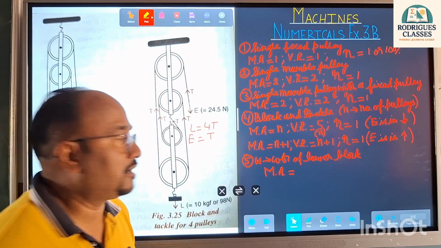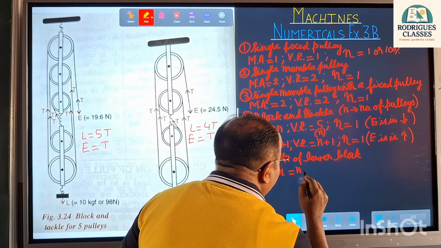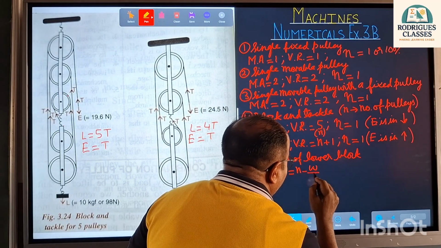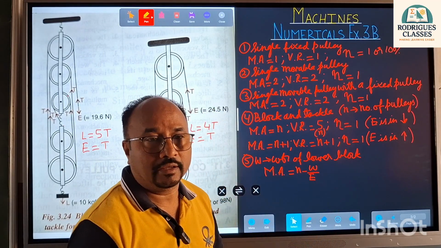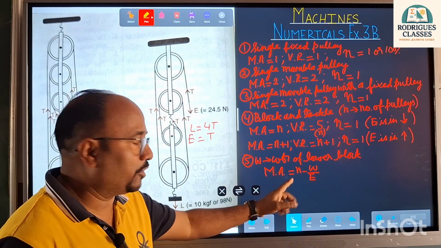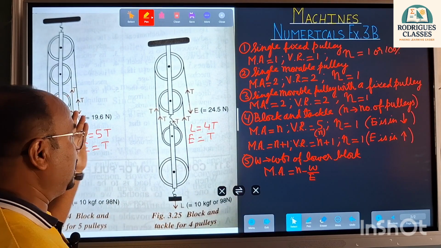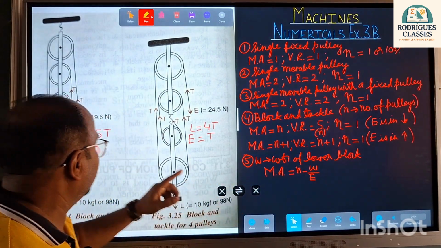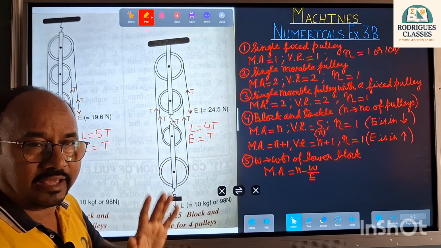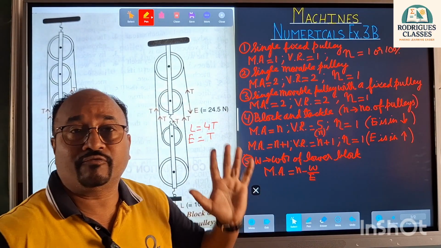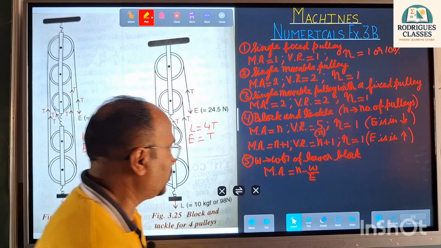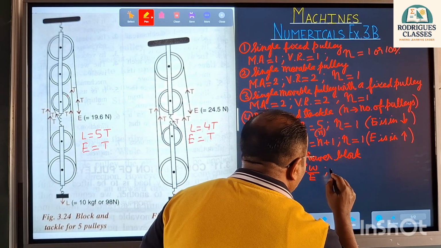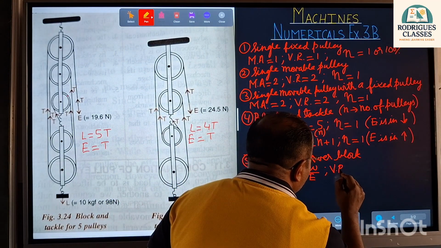The mechanical advantage will not come as N. It will come as N minus W by E. So N is the number of pulleys. If it is 5 pulleys, then 5 will come there. If 4 pulleys, then 4 will come. W will be the weight of this lower block, and E will be the effort which you will be applying. Okay. And then velocity ratio will not change.